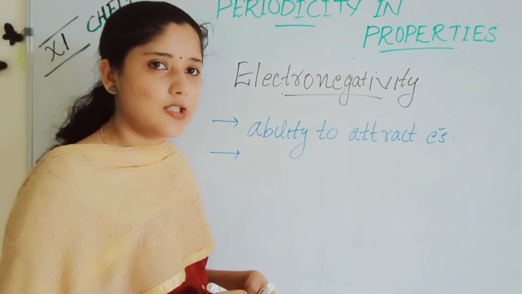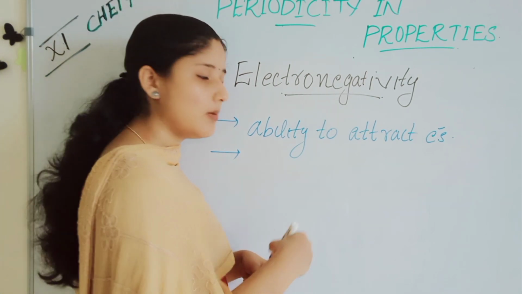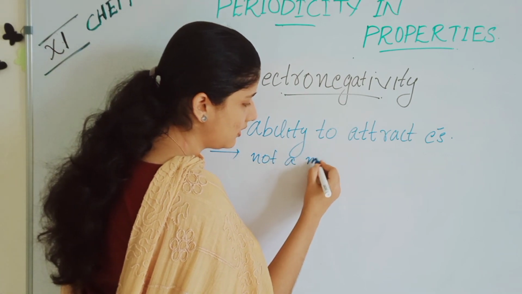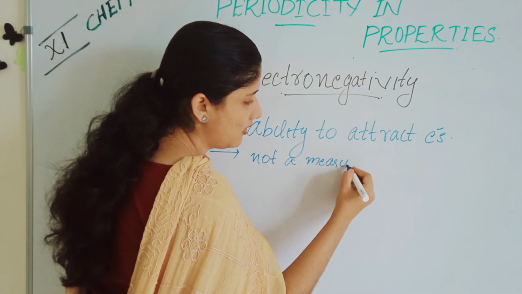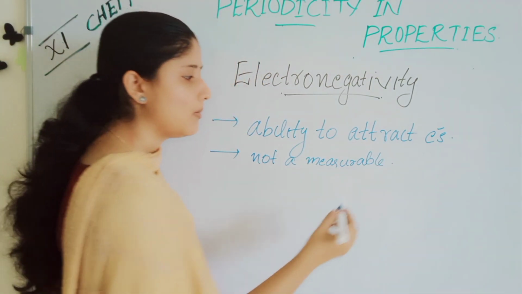Like ionization enthalpy and electron gain enthalpy, electronegativity is not a measurable quantity.